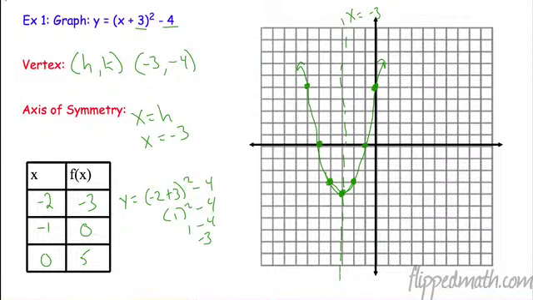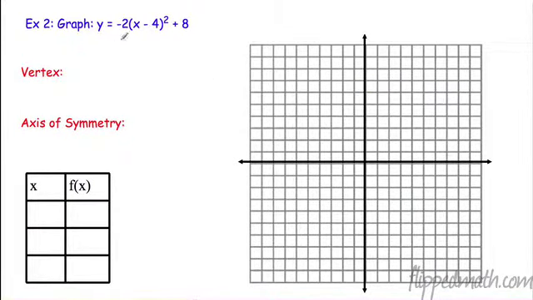Let's try another one. All right, negative 2 times x minus 4 squared plus 8. So let's get our vertex. We know it's the opposite of this, so it's positive 4, 8. Positive 4, 8. 1, 2, 3, 4, and up 8.